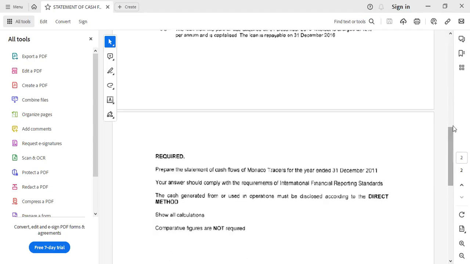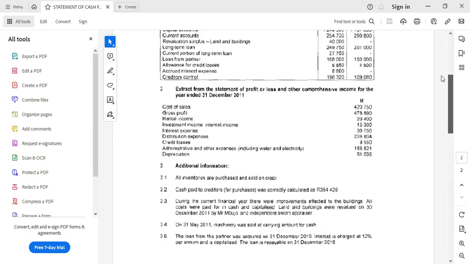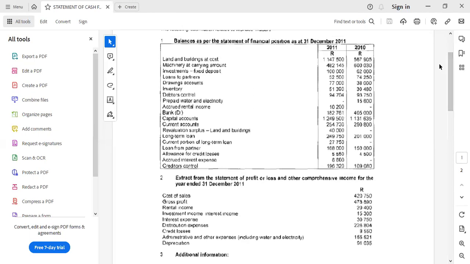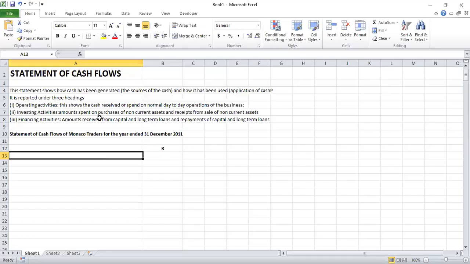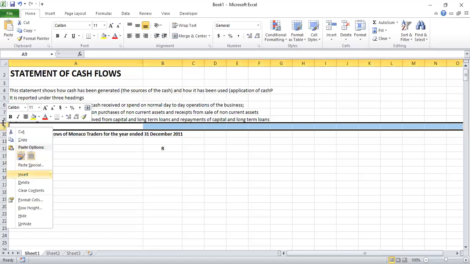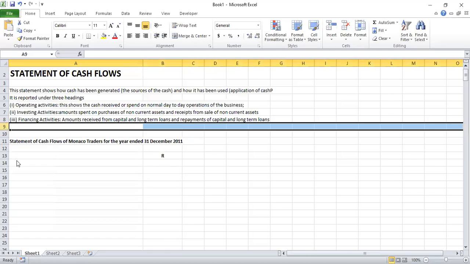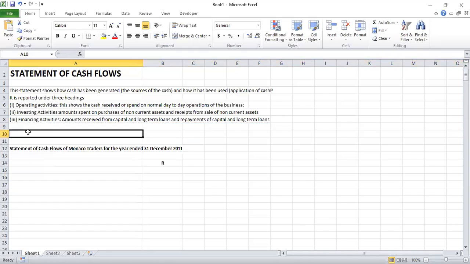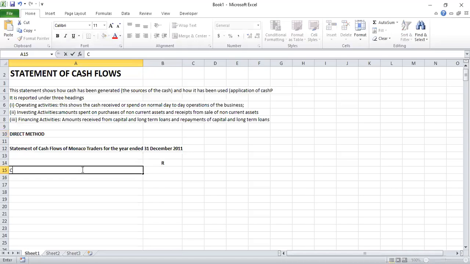Right. So now when we do our cash flow, before I answer, I will be explaining each thing so that you don't get confused. Remember that we are using the direct method. It can be prepared based on the direct or on the indirect method. So this one that we are doing is called the direct method. Using the direct method, you start with cash received from customers.